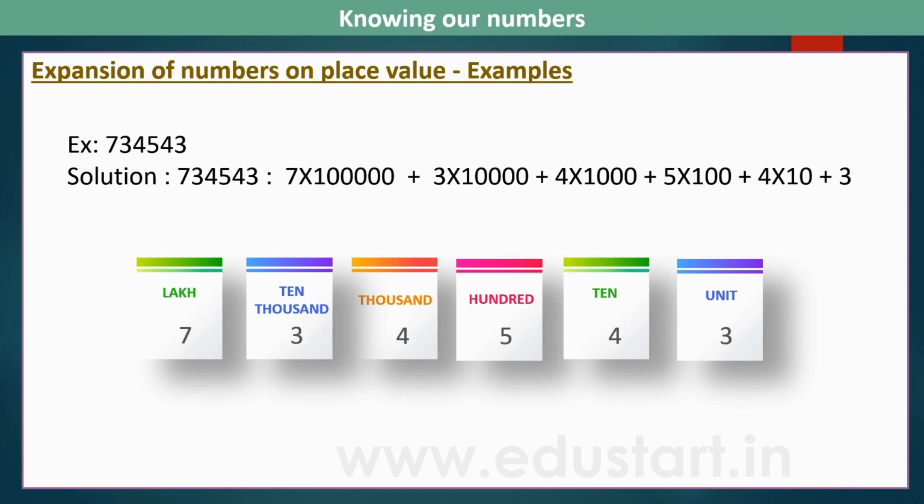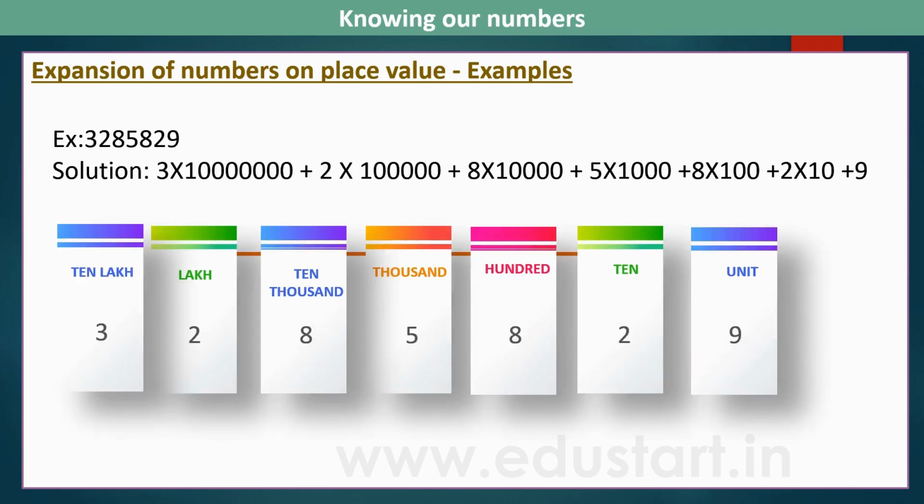One more example, 734543. So now if you see 7 into 1 lakh, 3 into 10,000, 4 into 1000, 5 into 100 and 4 into 10 and 3 into 1. So here the same thing is represented, 7 lakh, 30,000, 4 into 1000, 500, 4 into 10 and 3. This is a bigger number.